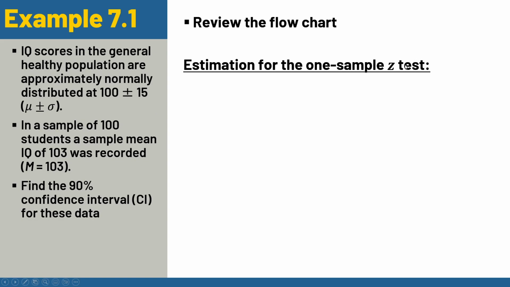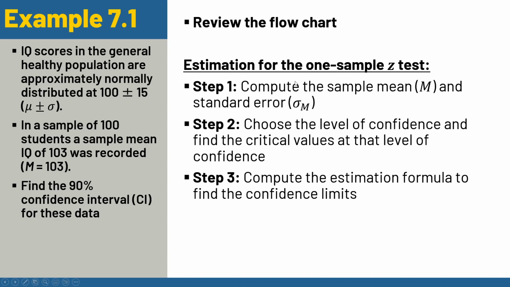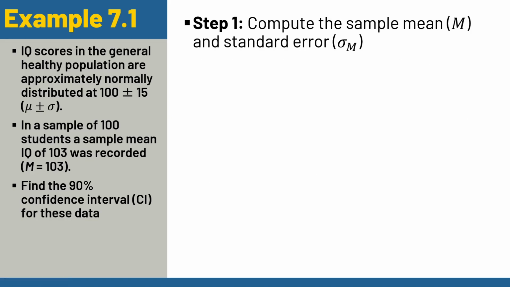Okay, so now we know that we're using a z-test, and again, in this module, we're just focused on one sample tests, so this is a one-sample z-test. Step 1 is to compute the sample mean and standard error. Step 2 and step 3 are the steps that we saw previously in these slides. So let's start with step 1. Compute the sample mean and standard error. Well, this is easy. Sample mean is 103 because it's provided right there for us.